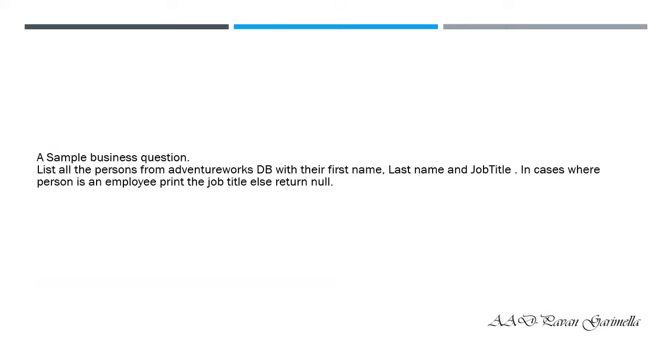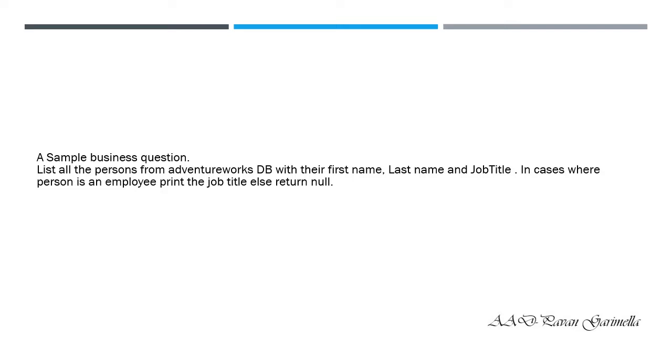To understand left join better, let us see an example. Here we have a small business question. It says list all the persons from AdventureWorks database with their first name, last name, and in case that person is an employee, print the job title as well. Otherwise leave that job title field as null. So when you receive such kind of questions, these become the perfect candidate for a left join.